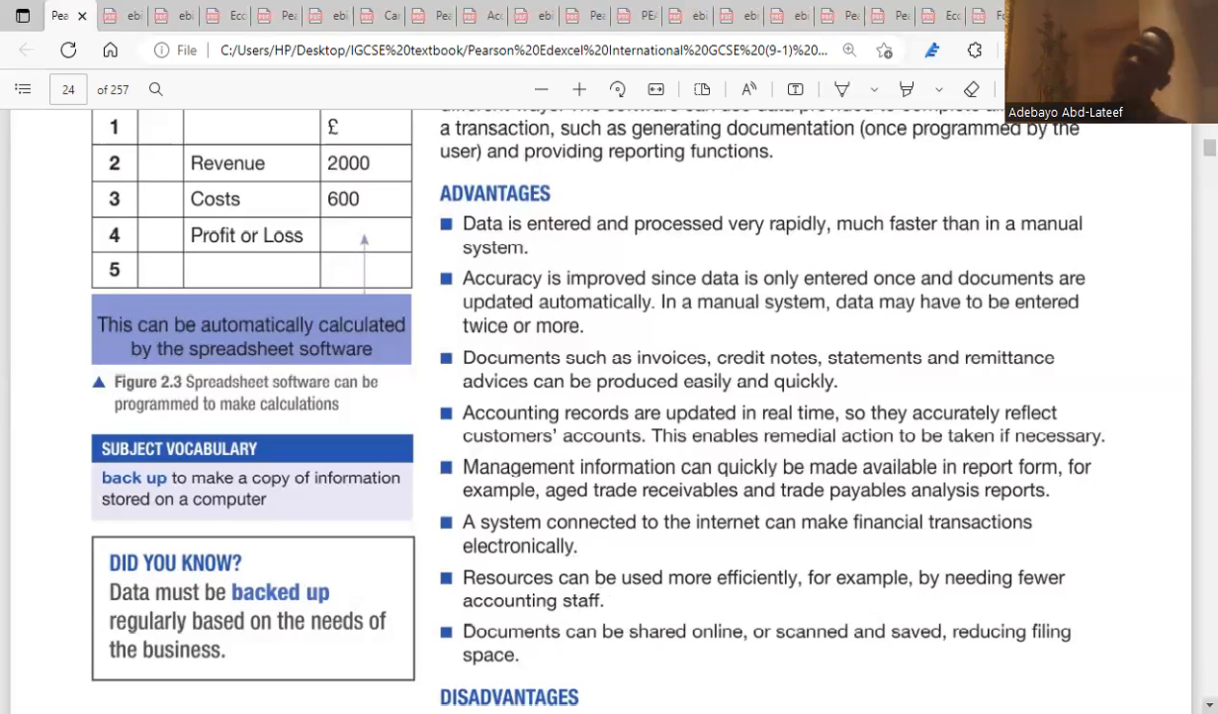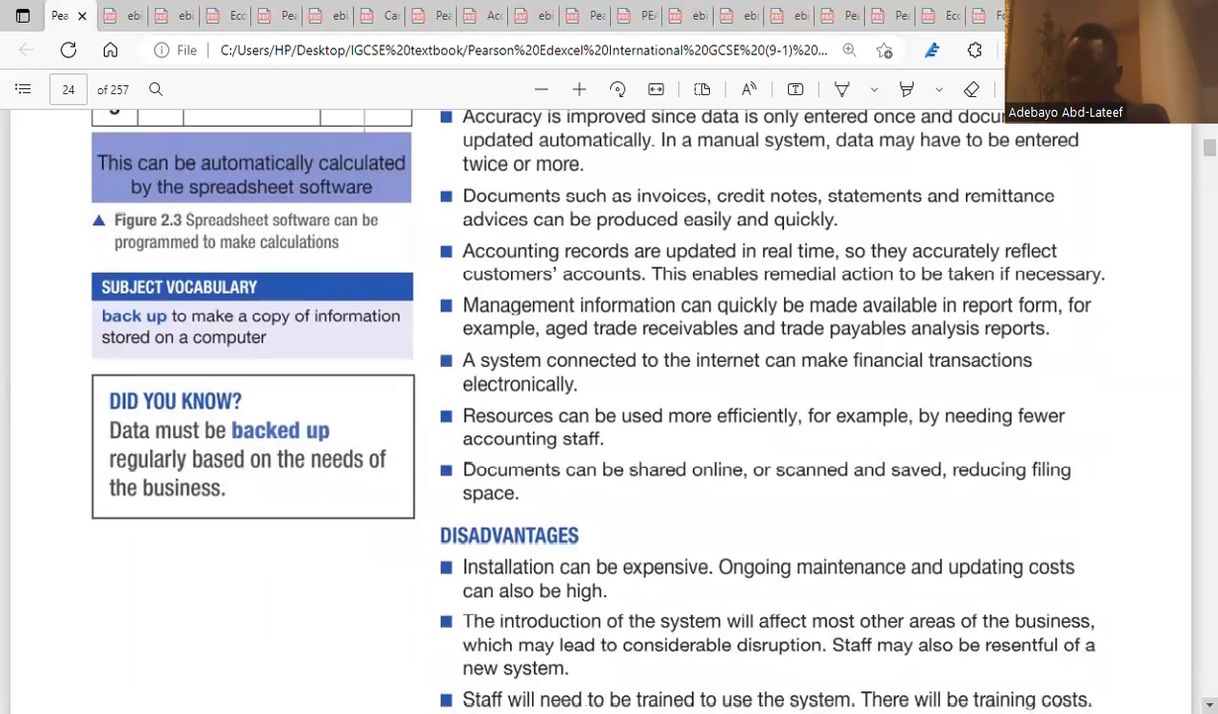The seventh one, resources can be used more efficiently. When they are talking about resources being used more efficiently, it means that now that there's a system, you don't have to employ a lot of accountants to work with you, because everything is automatically done. Instead of having 4 accountants, you might need just 1 or 2.